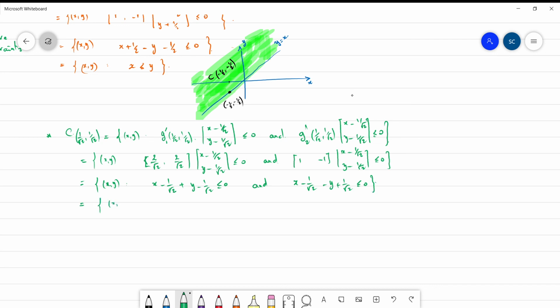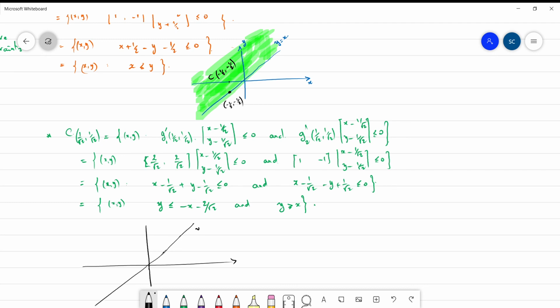So you have x, y such that y is less than minus x plus 2 over square root of 2, and y greater than x. Okay, so we can graph this easily. We will have something like that. We have the first line, y equals x always, so this one is easy to graph. We will need this region to intersect with this line.